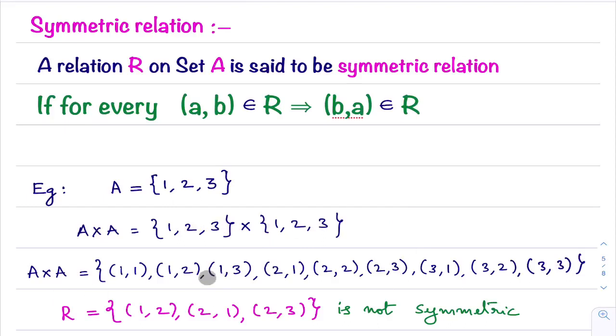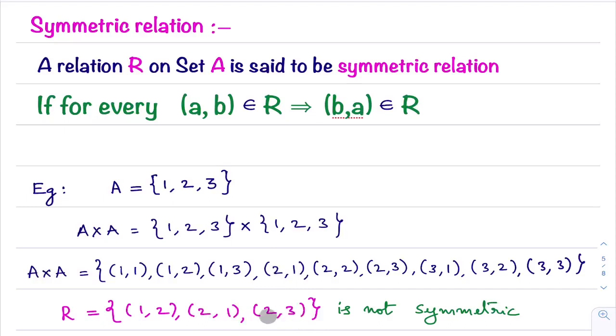Now I have considered one set here. First of all, you need to check whether this is a relation on A or not. How to check this? Is it a subset of A cross A or not? You take ordered pair (1,2). Is it there? Yes, here it is. Ordered pair (2,1), it is there in A cross A. Yes.